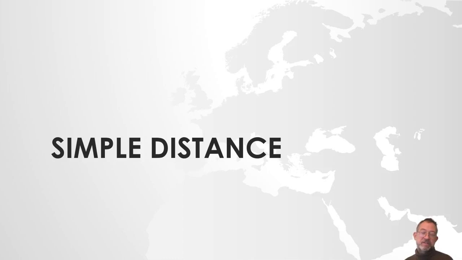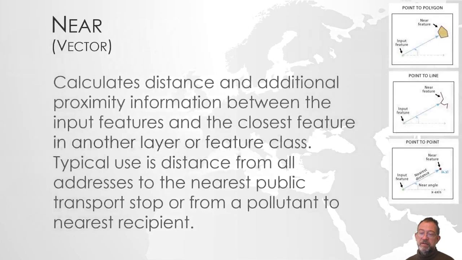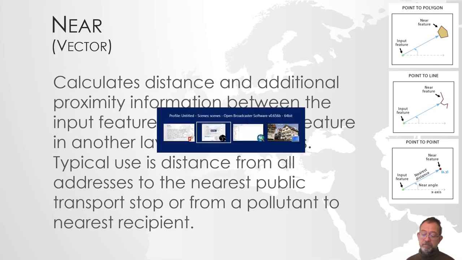Simple distance is what we will normally consider distance, as if we took a ruler on our GIS and then measured the distance. The primary tool for doing distance calculations is called Near. There are two versions: one called Near and one called Near as Table.